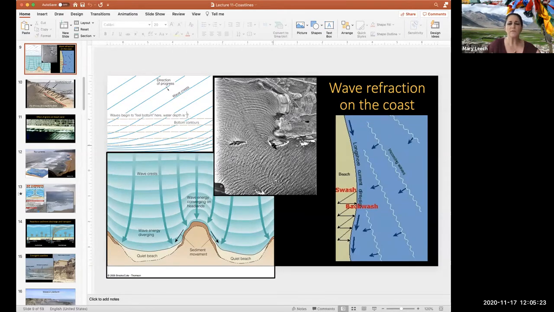This is where the river of sand idea comes in, and where longshore current starts to play a role. This is just another diagram showing how a wave comes into a bay or a rocky point sticking out. If it comes straight at the rocky point, it's not affected. If it's at a slight angle, the waves bend around it, and so you get a wave pattern that looks like this. Okay.